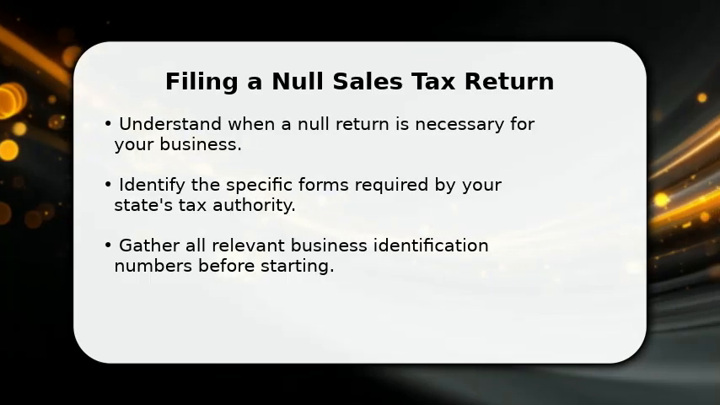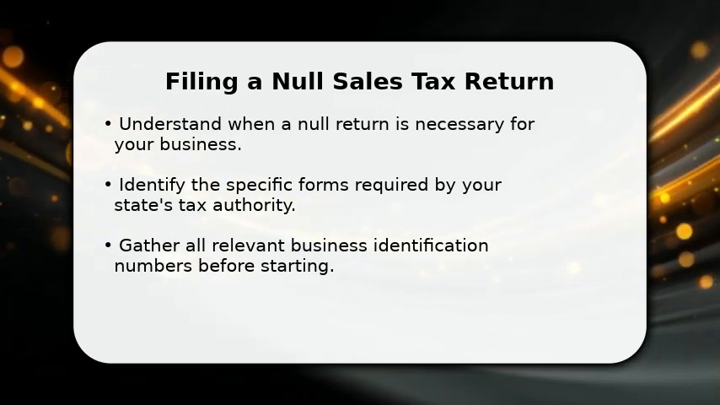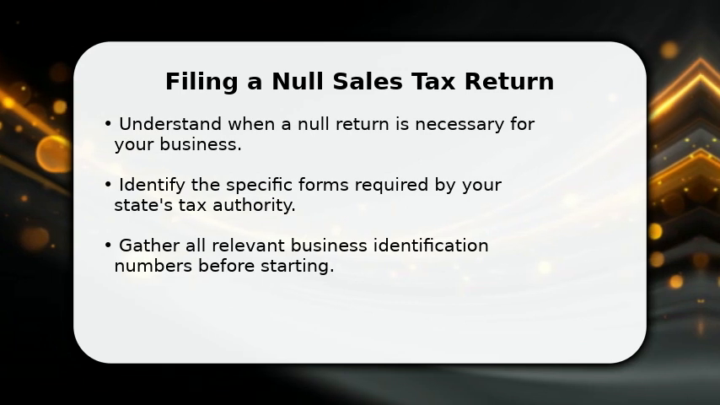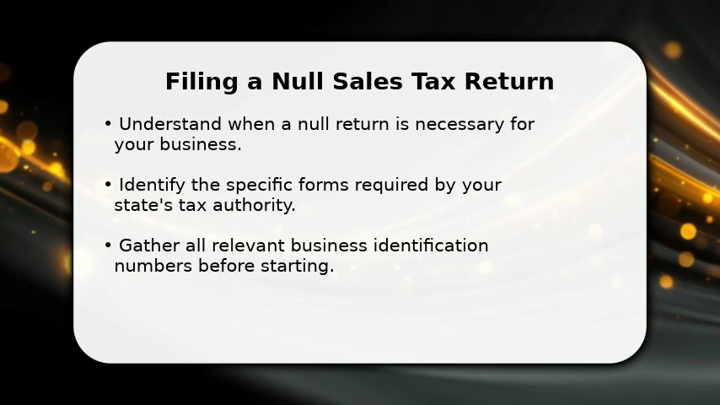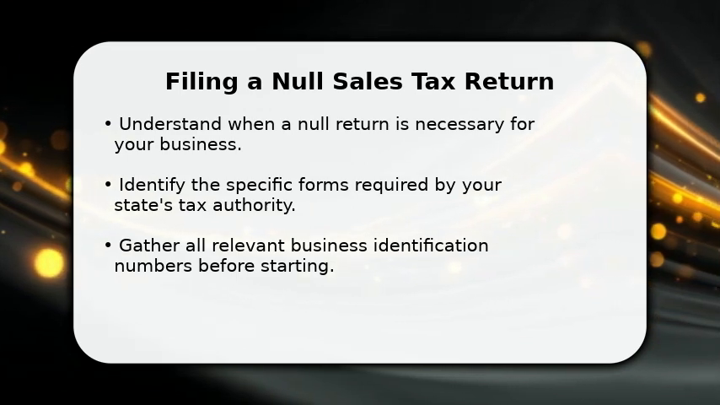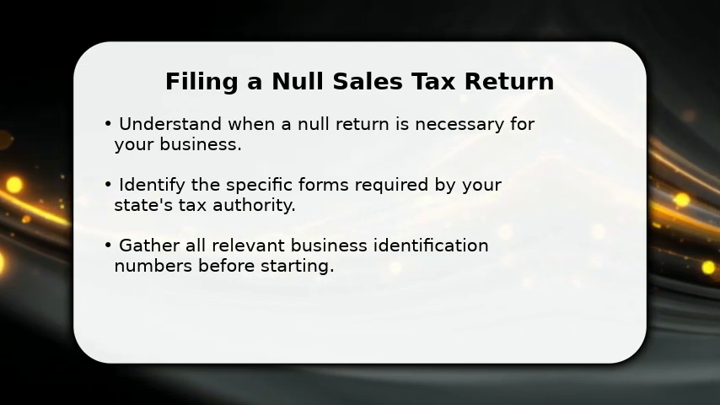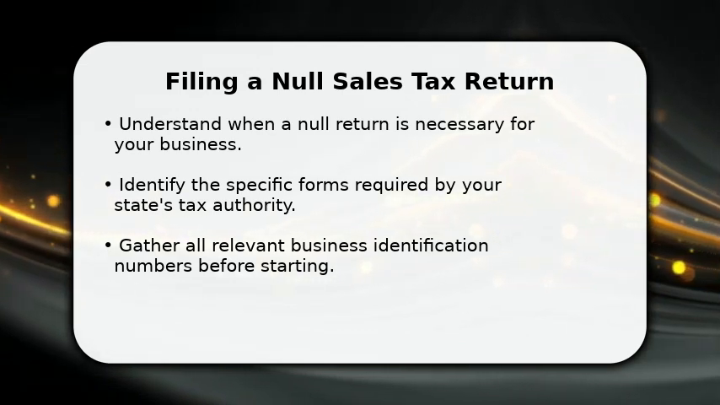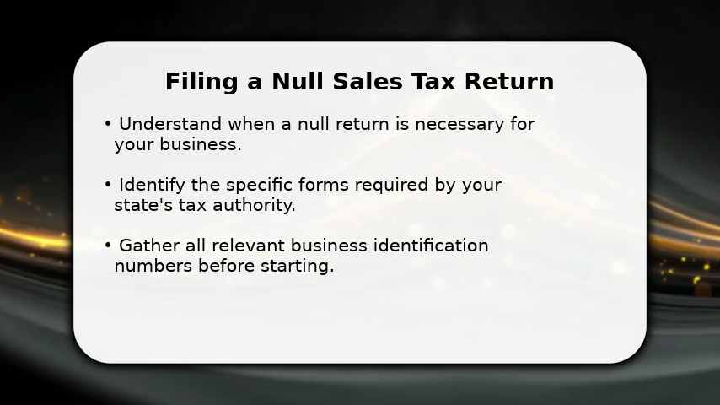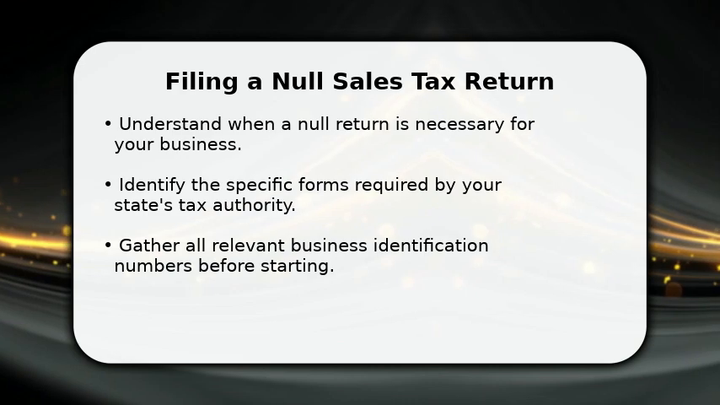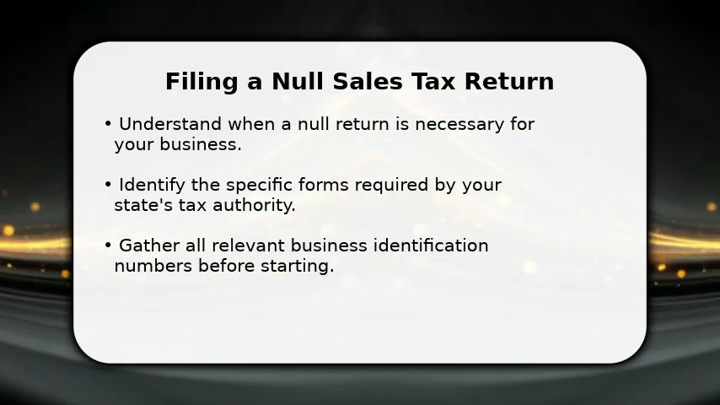In this video, I will explain how to file a null sales tax return. First, determine if your business had no taxable sales activity for the reporting period. This type of return indicates zero sales, ensuring compliance even without revenue. Next, identify the specific sales tax forms your state requires for a null filing. Finally, gather all necessary business identification numbers, like your sales tax permit number, before you begin filling out the paperwork.